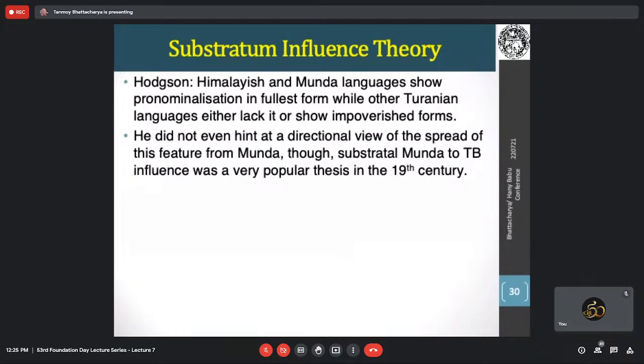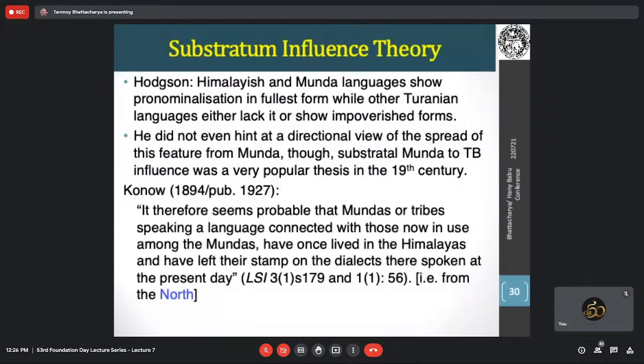He did not even hint at a directional view of the spread of this feature from Munda, though substratal Munda to TB influence was a very popular thesis in the 19th century. So this quotation from Kuno: it therefore seems probable that Mundas or tribes speaking a language connected with those now in use among the Mundas have once lived in the Himalayas and have left their stamp on the dialects there spoken at the present day. This was the number four thesis, of this Munda from this Himalayas to the UP Bihar area north. So this is one of the things.